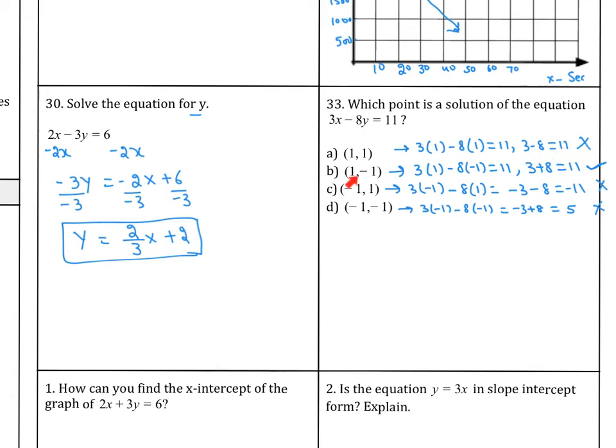When you plug in (1, negative 1), you get 3 times 1 is 3, and 8 times negative 1 is positive 8. So 3 plus 8 is 11. That's true, and your answer should be just B. I did the two other ones, but again, these are not true solutions.